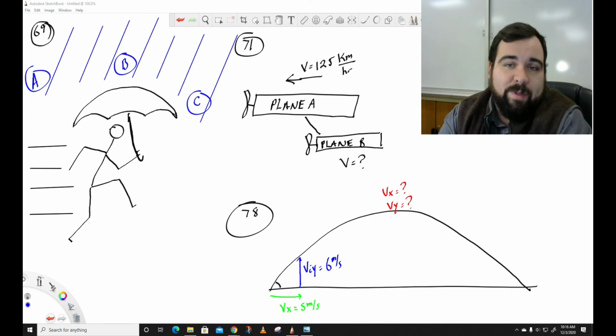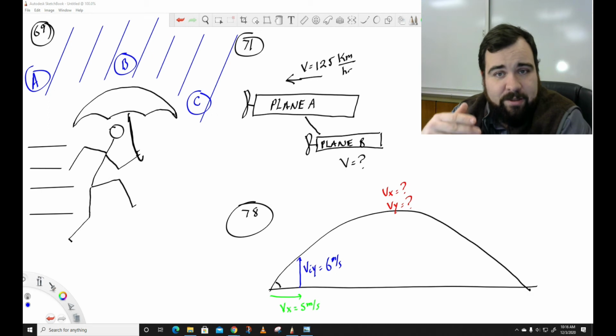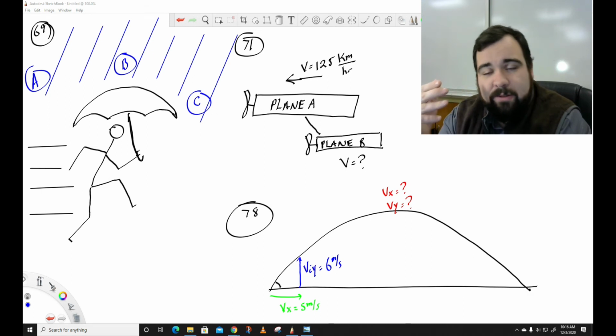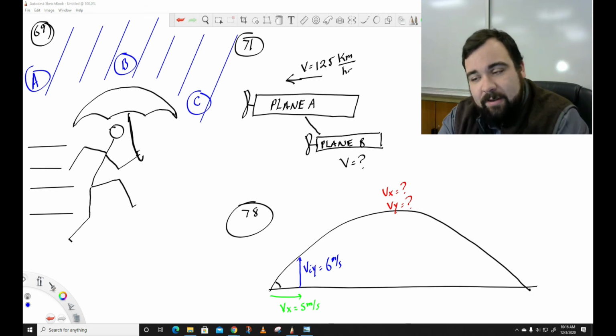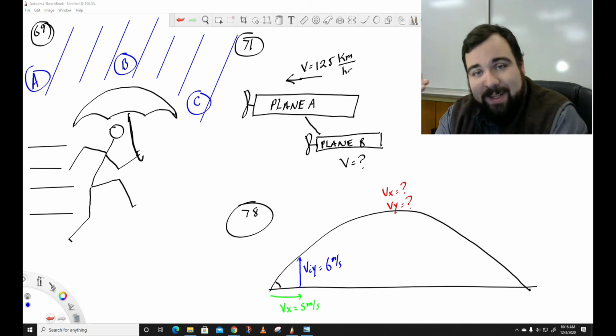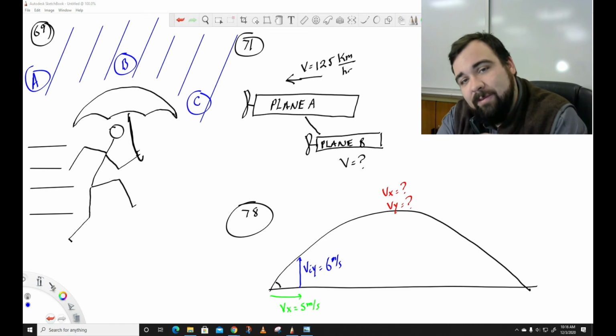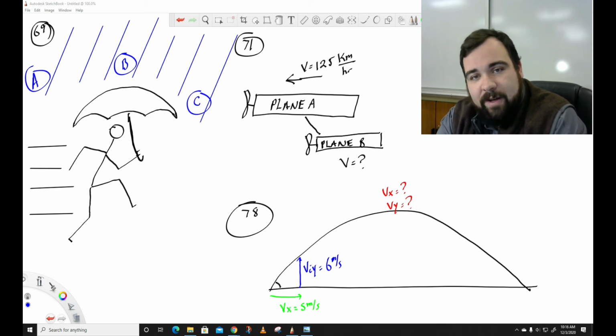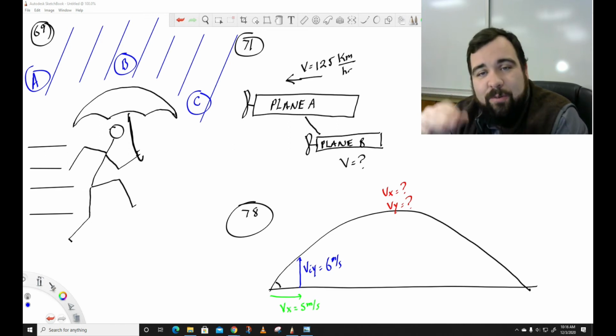Viy, however, is affected by gravity, so Viy is going to fluctuate. If it starts off at 6, it's going to be decelerated on the way up. It's going to be accelerated on the way back down. And it's going to be going up at positive 6. It's going to end up coming back down at negative 6. So at some point in time, we have to make a transition from positive to negative values. So we have to make that transition through 0.